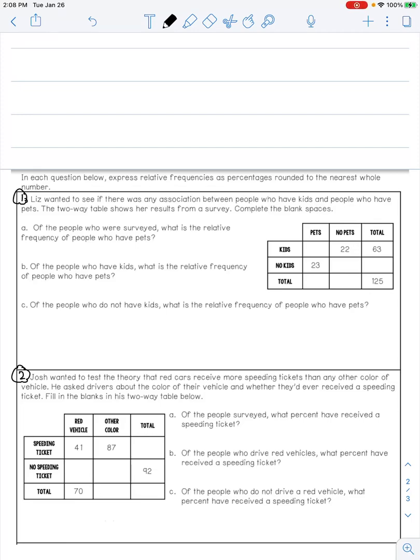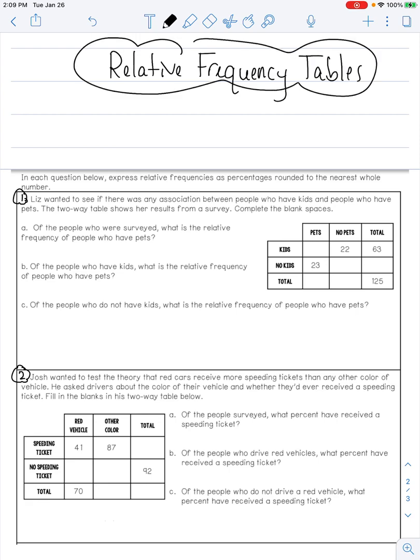Hey guys, today we're going to take a look at something called relative frequency tables. So if you'll put that label at the top of your page, relative frequency tables. Now, if you'll remember in our last lesson, we talked about two-way tables and we used addition or subtraction to complete those. Well, we're doing the same thing today, except once we complete our table, we're going to find percentages so we can answer our questions with percentages. So I want you to write that word down.